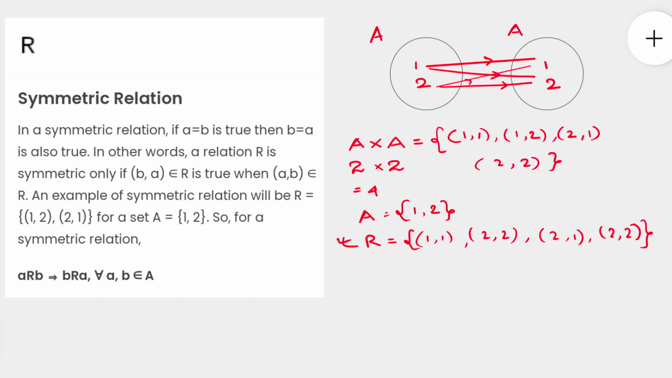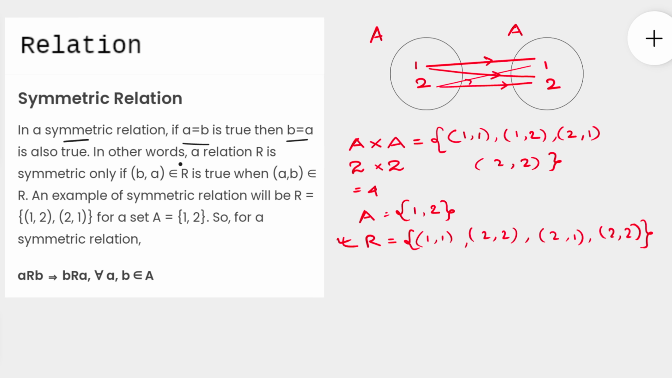Now having understood what a reflexive relation is, let us move on to symmetric relation. Symmetric relation is very interesting. Why? Because the word symmetric in itself gives us a clue as to what a symmetric relation means. First of all, we have to understand that the definition states that if (a, b) is true, then (b, a) is also true.